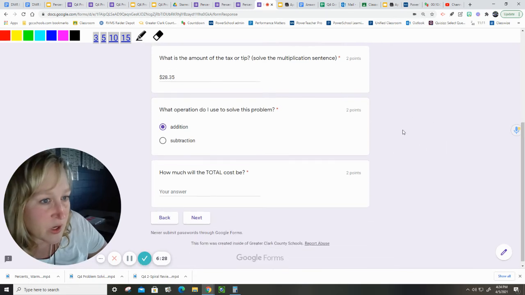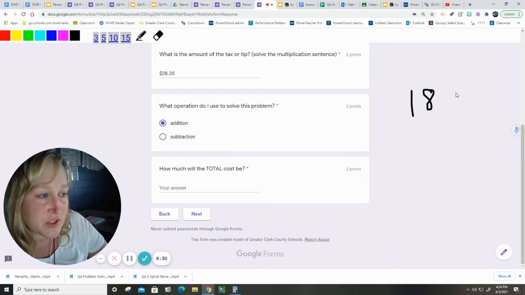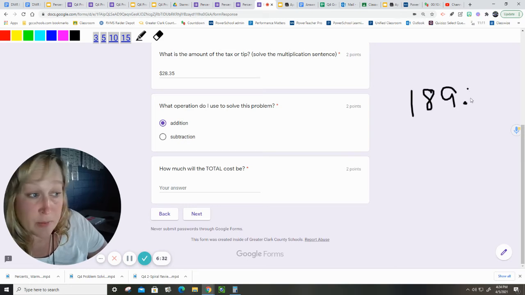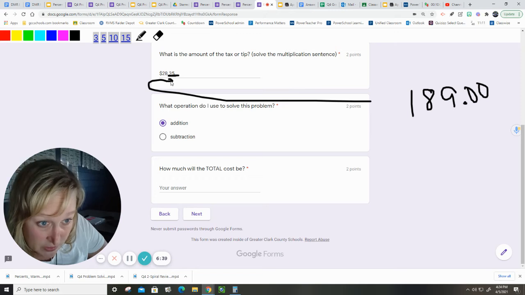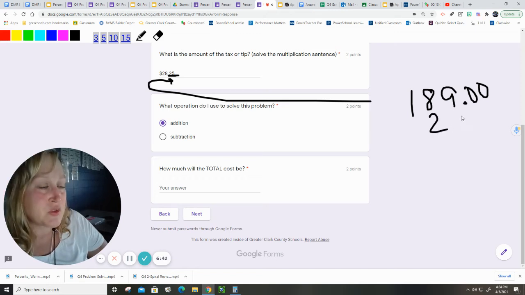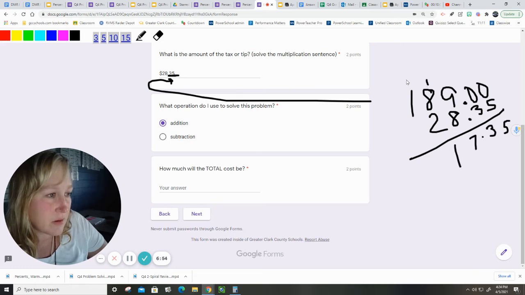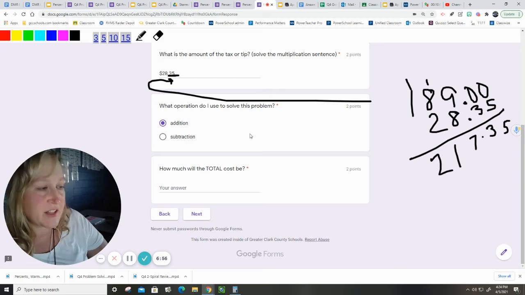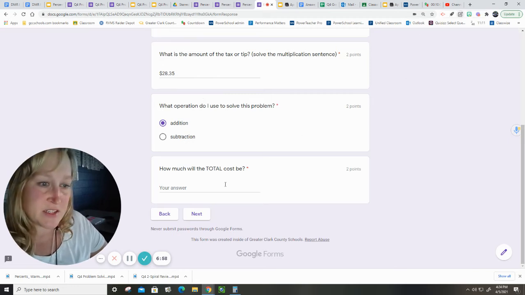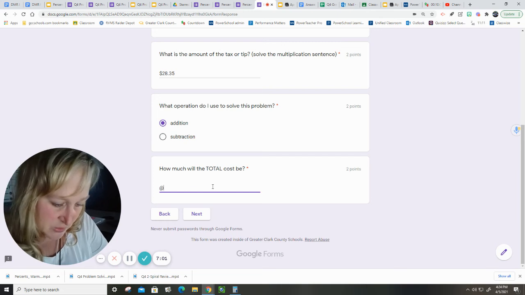The airplane ticket was $189. And I'm going to put my zeros because I have to line up these zeros over here. You see them? That's awful. So I'm going to line up the $28.35. Going to add. $217.35 is what we had to pay.